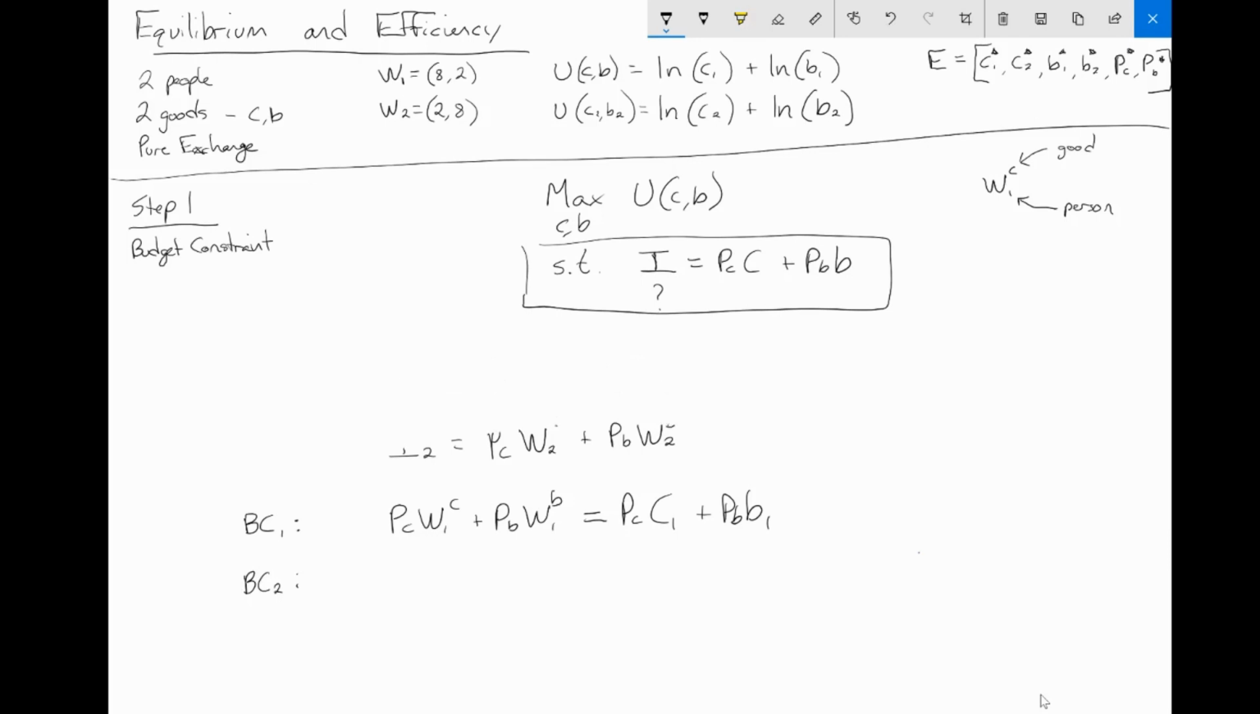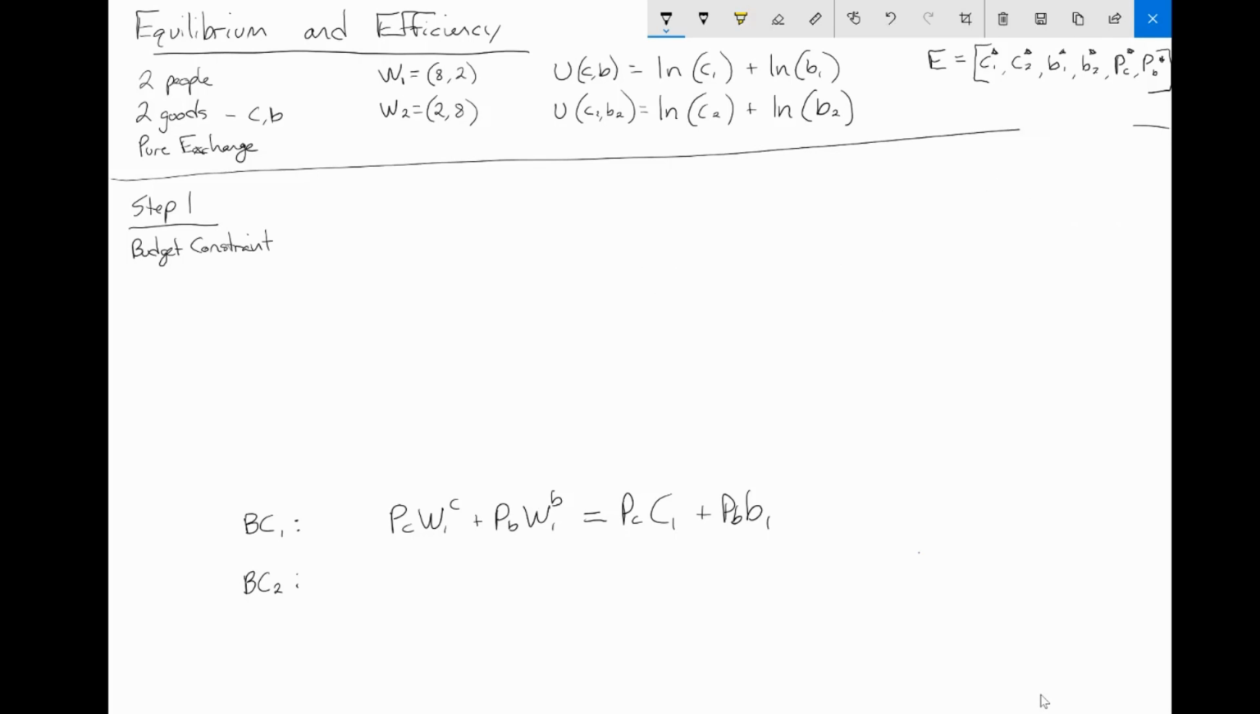Okay, so I'm just going to move this to the side, create some space for this, and we'll put it up here. So person one's budget constraint will be PCWC plus the price, so basically the value of their initial endowment, okay? And then that's going to be equal to the money they spend on cereal plus the total amount of money they spend on bagels. Okay, so that's person one's budget constraint. And then person two's budget constraint will be this.